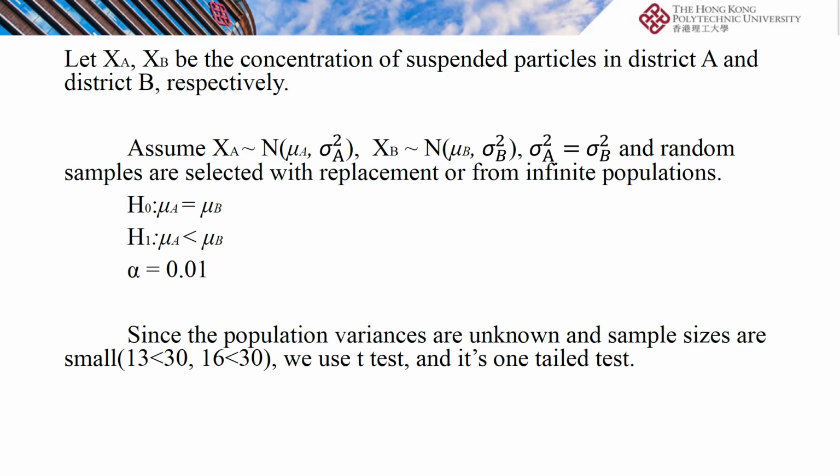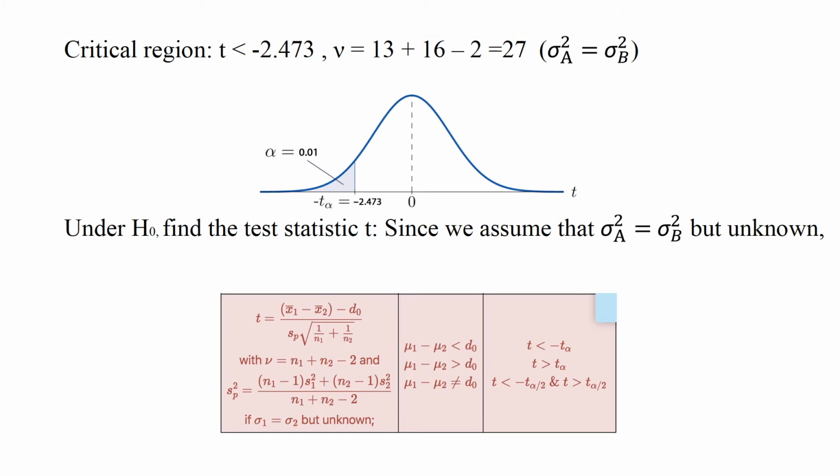Mu A equal to mu B. Step 2, alternative hypothesis. Mu A less than mu B. Step 3, level of significance to be used, alpha equal to 0.01. Since the population variances are unknown and sample sizes are small, we use t-test, and it's a one-tailed test. Then we got critical region t less than -2.473 and degrees of freedom equal to 27.